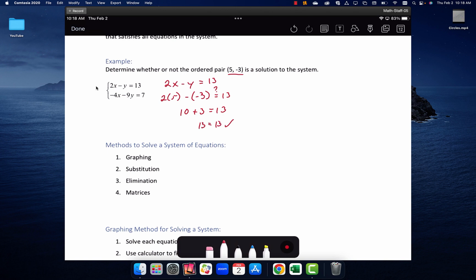So we're good there. But we need to also check the other equation. We can't just check one of them. We need to check both. So -4x minus 9y equals 7. We'll also plug in the (5, -3). -4 times 5 minus 9 times -3. We're asking, is that equal to 7? We get -20 plus 27 equals 7. 7 equals 7. That is a true statement, which means that (5, -3) is a solution.